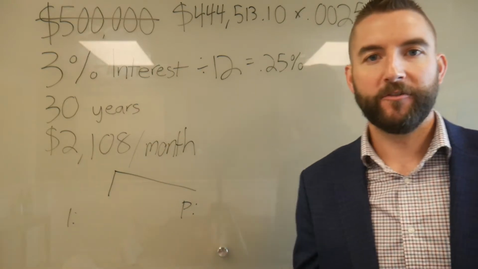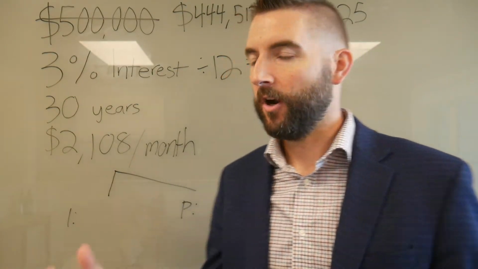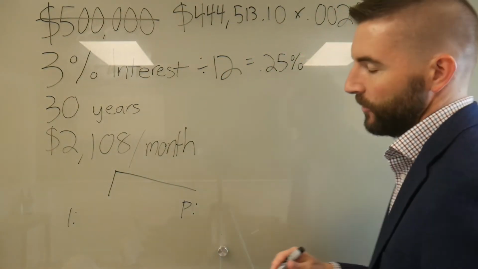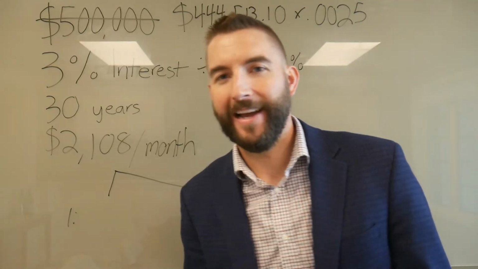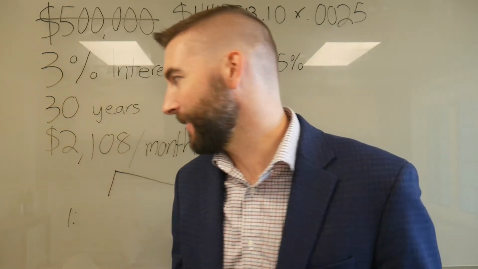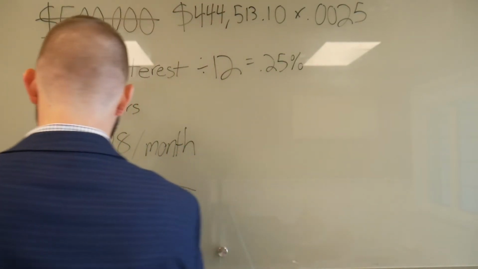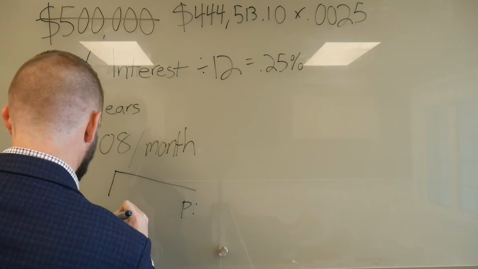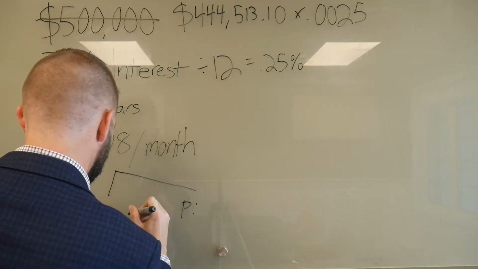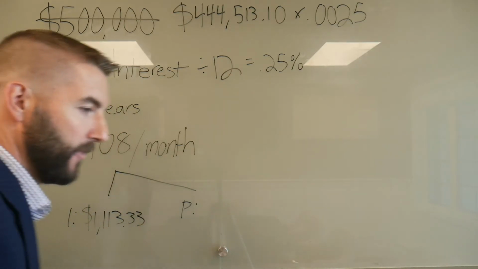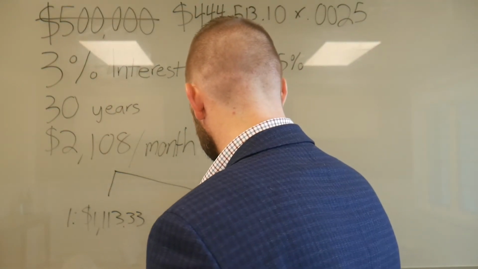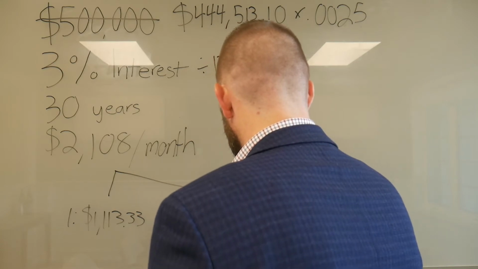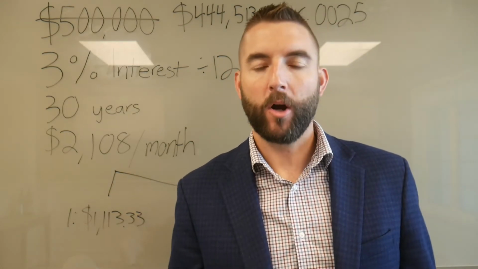I don't even know if I'm on the screen anymore over here. So how much of that payment is interest? Okay, so that's calculator time. So it's going to be $1,111.33. I actually, like I said, figured this out ahead of time. I don't just do that math in my head. So $1,111.33, and that can only mean that $996.67 are going toward the principal.